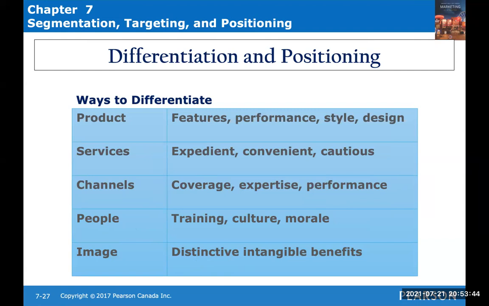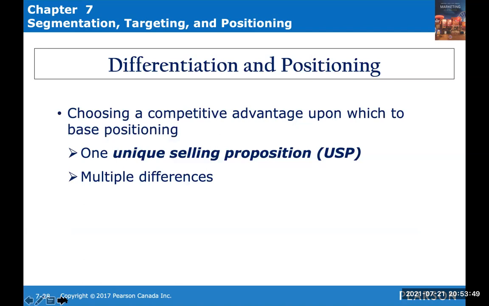So, choosing a competitive advantage upon which to base positioning, right? And you must know this term, unique selling proposition, USP. And there's another one, which is ESP, the emotional selling proposition. Notice this says you're choosing a competitive advantage. So you might have several competitive advantages, but you're choosing one upon which to base your positioning in the marketplace. In other words, what do you want people to perceive about the brand? Or what do you want them to think about the brand? All right. Differentiation and positioning: differences to promote.